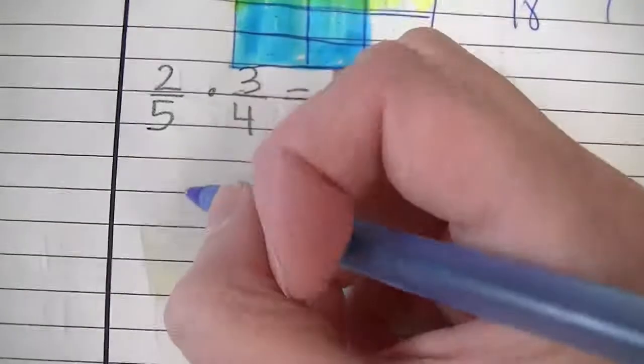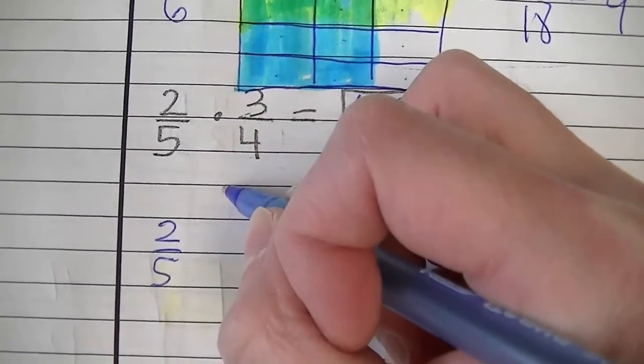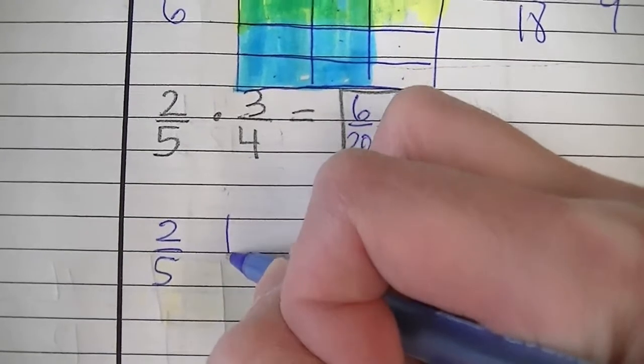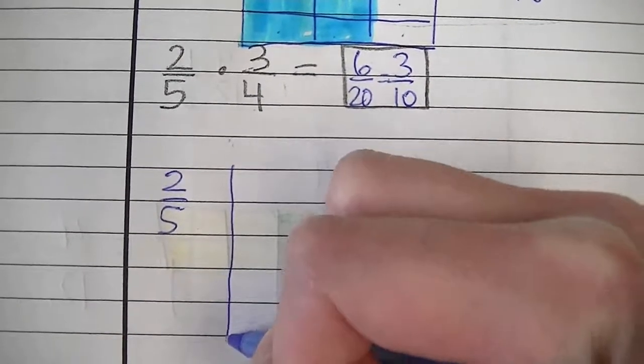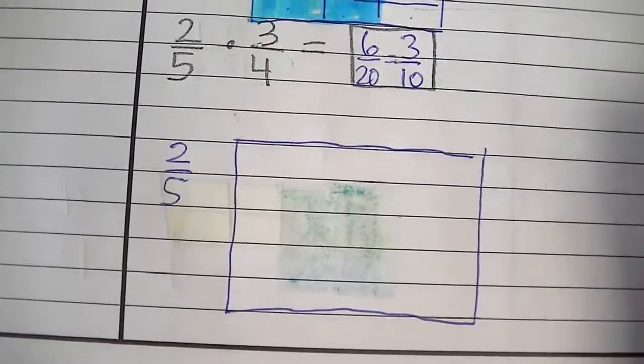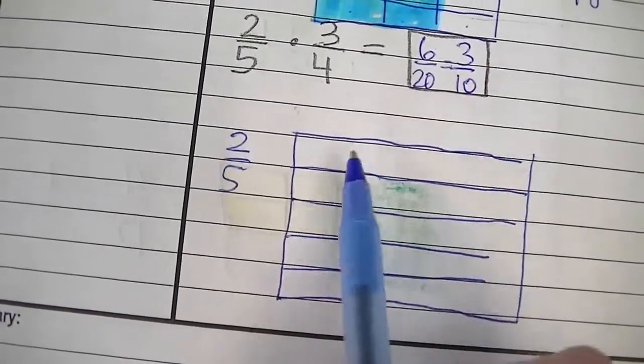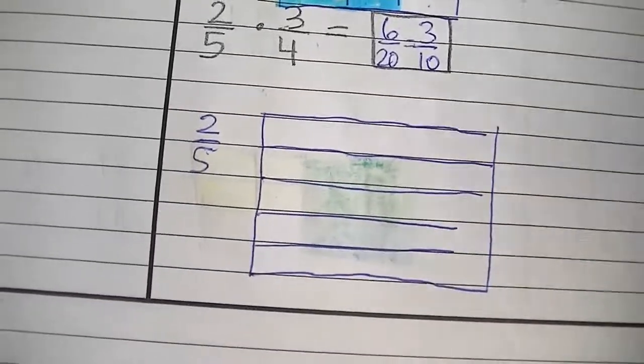Now let's go ahead and represent this with a picture. 2/5. So I'm going to have 5 of those. 1, 2, 3, 4, 5. Okay, and I'm going to cut up the rows right here so that you see 5 of them. 1, 2, 3, 4, 5. And I need to shade in 2 of them to represent 2/5. Okay, that represents 2/5.